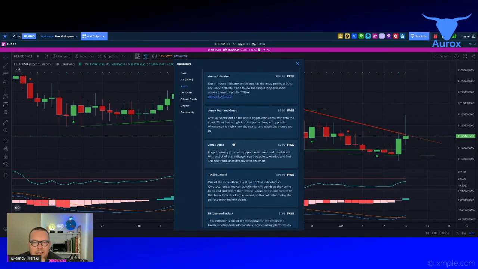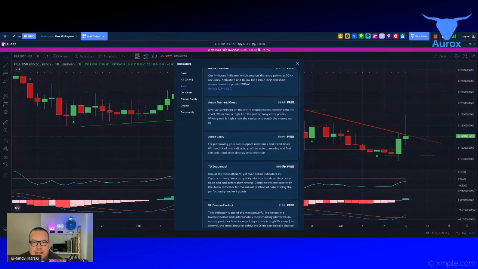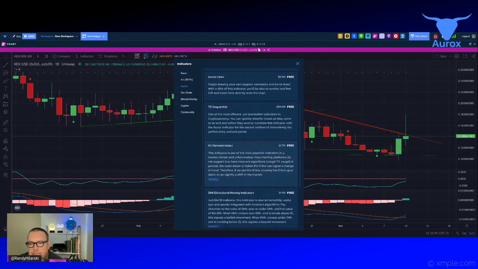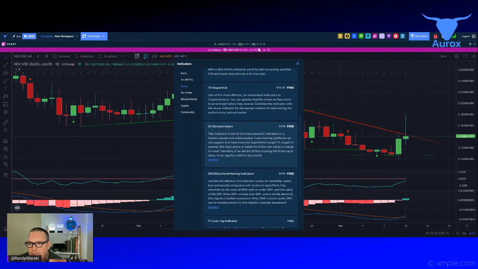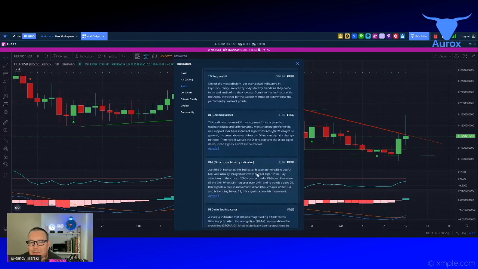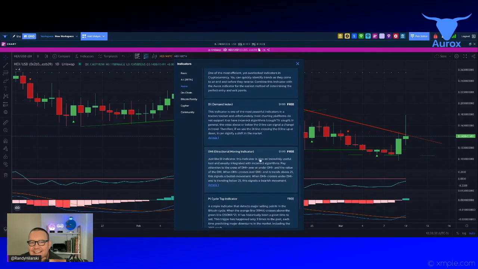And then the Aurochs indicator, our in-house indicator, which predicts the entry points at 70% plus accuracy. Activate it and follow the simple long and short arrows to realize profits today. I love it. I love it. And I use the Aurochs lines as well. Forget drawing your own support, resistance, and trend lines. With a click of the indicator, you'll be able to overlay and find SR, support and resistance, and trend lines directly onto the chart. Because I'm dumb, and dumb likes to have somebody else do it for me. All right.